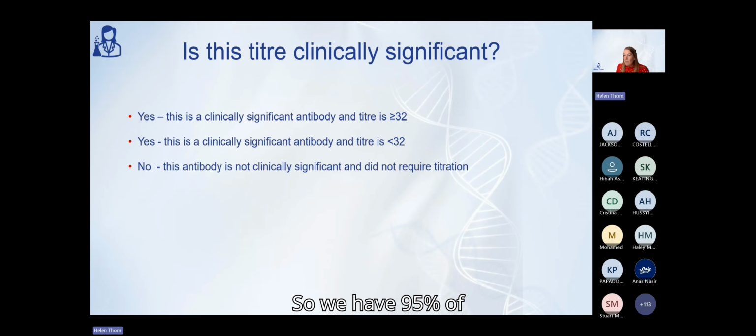So we have 95% of respondents saying that, yes, this is a clinically significant antibody and the titer is equal to or greater than 32, and that is correct. If you did have an antibody and it's been titrated, you would titrate your clinically significant antibodies. When you look at your BSH guidelines, for Duffy, a titer of equal to or greater than 32 is a clinically significant antibody. So therefore, in this pregnancy, there is a risk of HDFN because that is a really high titer.